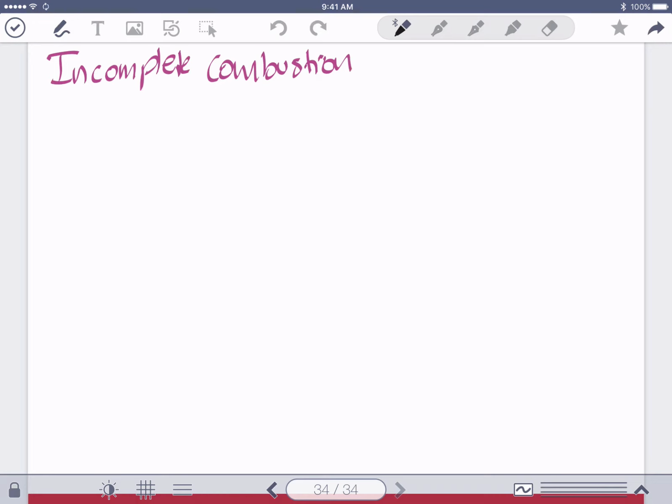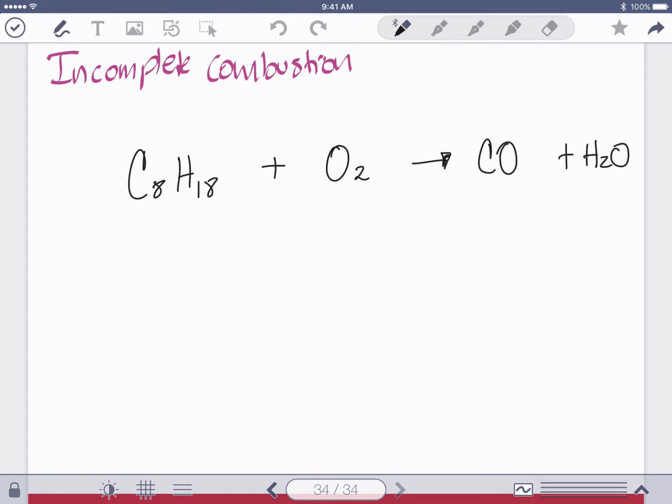With less oxygen, the hydrocarbon mixture we call gasoline undergoes an incomplete combustion. It burns incompletely. So C8H18, which is the mixture that we have for gasoline, when it burns in the presence of oxygen, but less oxygen than needed, produces carbon monoxide and water. We know that this is an incomplete combustion because we don't have carbon dioxide, right?